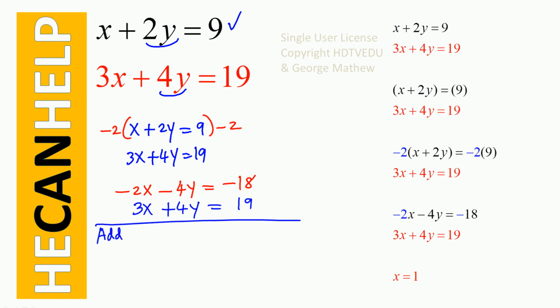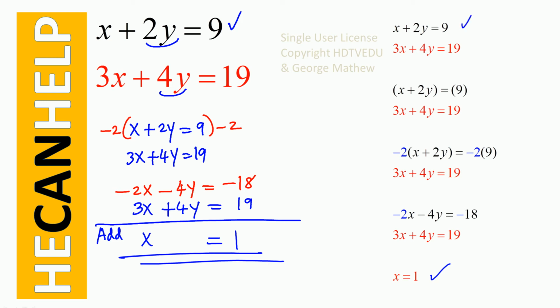3x minus 2x is just x. 4y minus 4y is 0. And what is 19 minus 18? 1. So you get x is equal to 1. Once we have x is equal to 1, we can substitute back and solve for y. So that's what I did here.